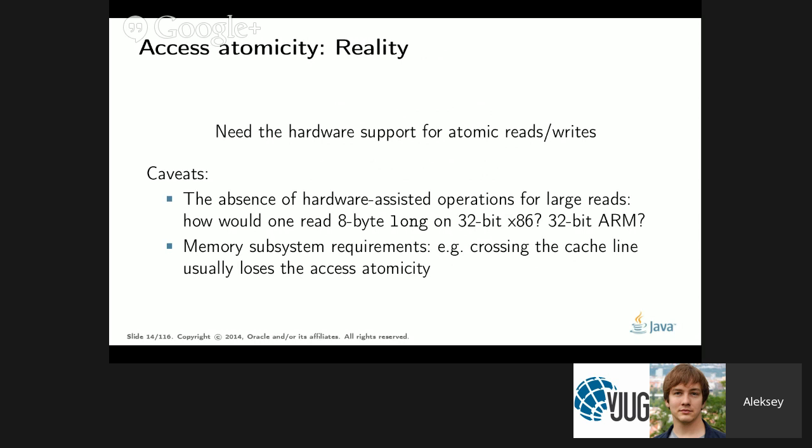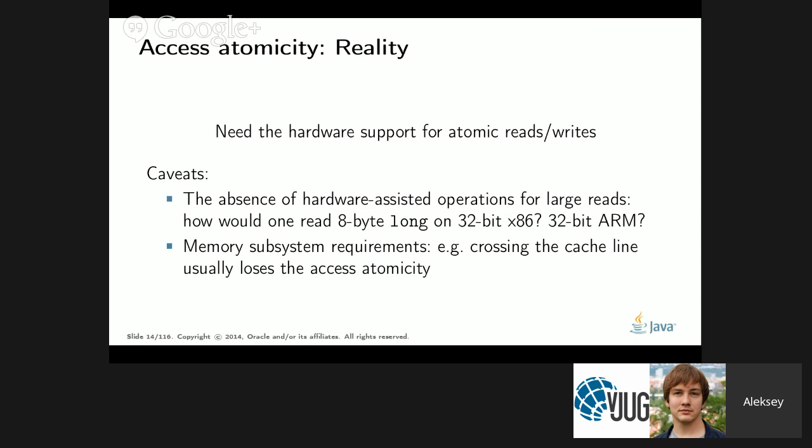So in reality, we need the hardware support for atomic reads and writes. If, for example, we have the 8-byte long, and we have the 32-bit platform which cannot operate on 8-byte data types, we will have to split the access into smaller chunks, right? Well, 32-bit x86 is actually simpler because there are all sorts of abominations in the instruction set architecture that can help you. 32-bit ARM is more complicated.